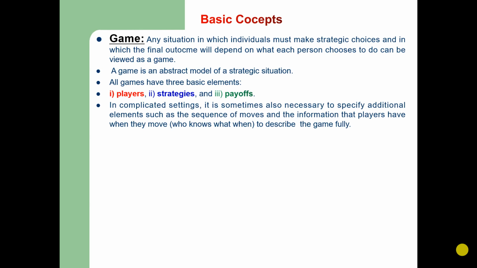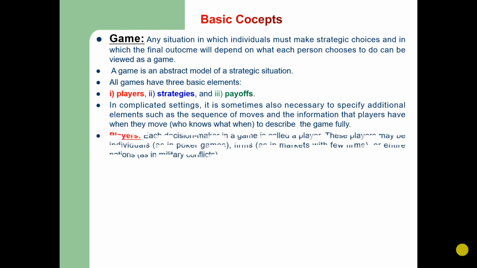In complicated settings, it is sometimes also necessary to specify additional elements such as the sequence of moves and the information that players have when they move, to describe the game fully. Now let us discuss what we mean by players in case of a game. Each decision maker in a game is called a player. These players may be individuals, for example in a poker game. They may be firms, like in a market with a few firms, or entire nations as in military conflicts.